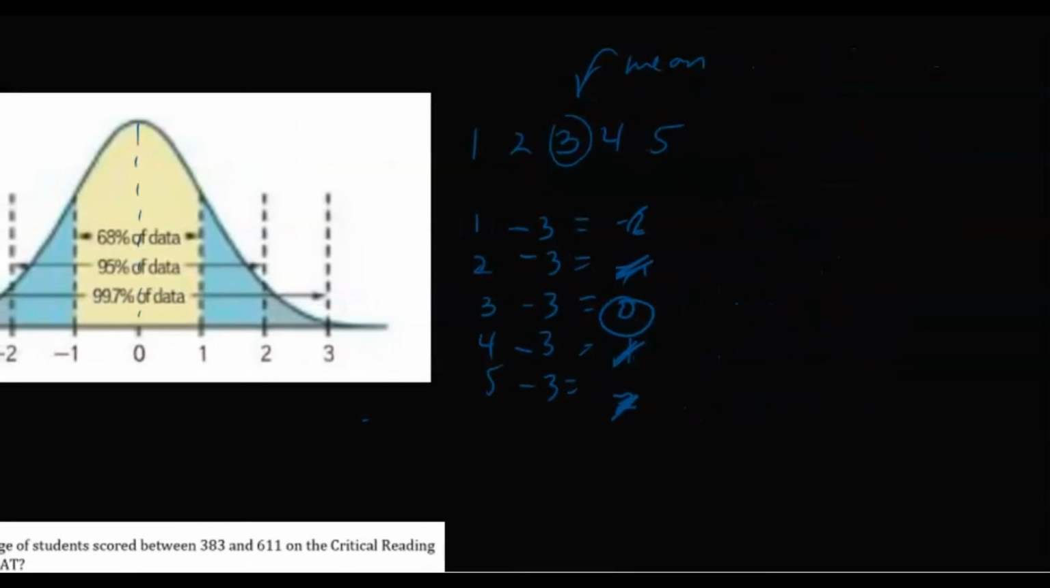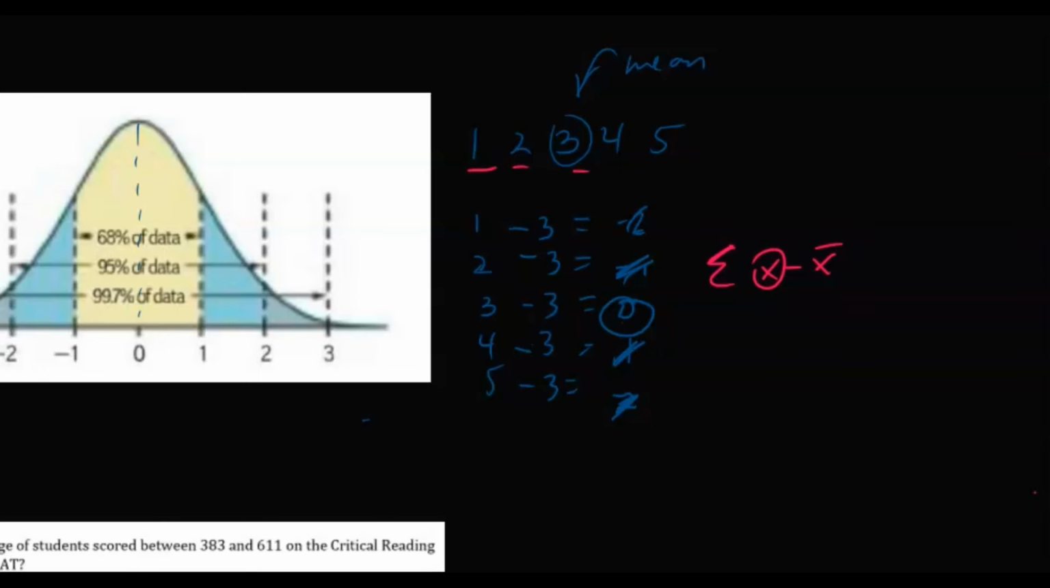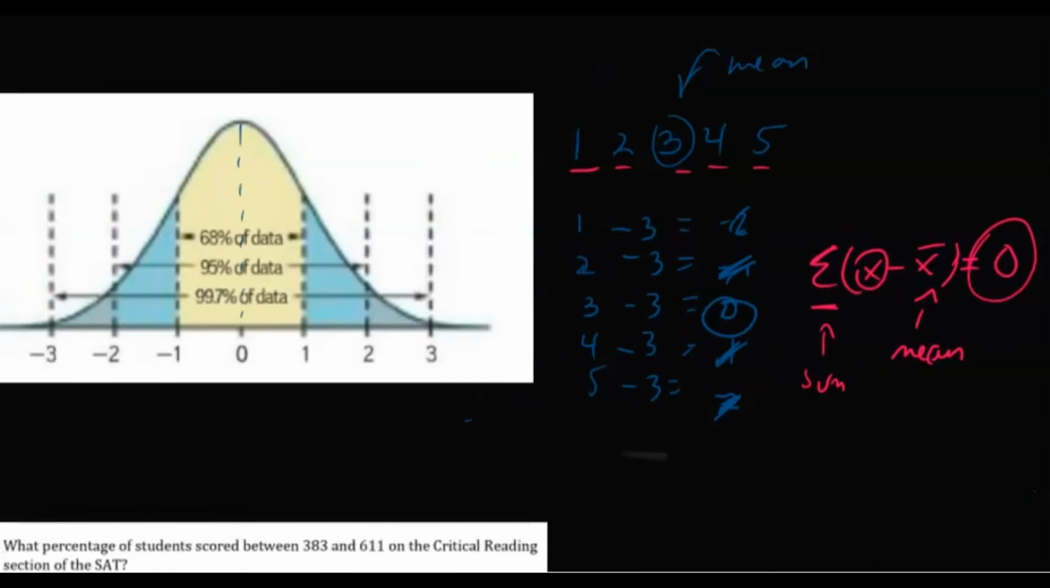We can write that the sum of x minus x-bar, where x represents each of our data points and x-bar is the mean, is going to be equivalent to 0. So the difference for each of the points, the sum of that will be 0. Now, if it's approximately normal, you're not going to get exactly 0, but a relatively close number to that.